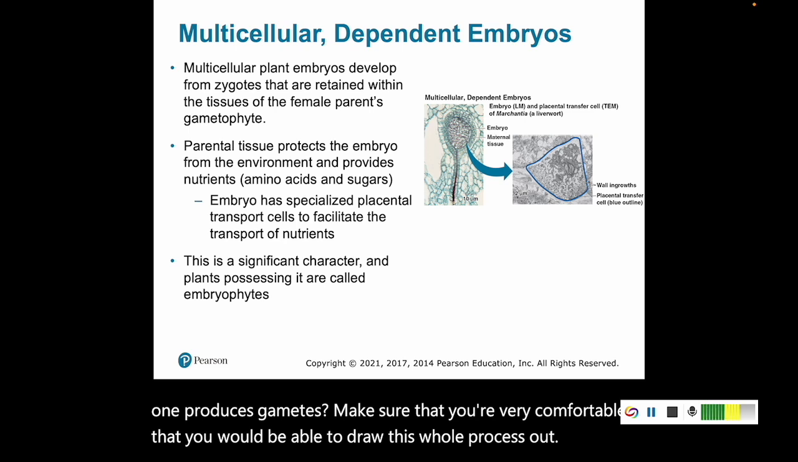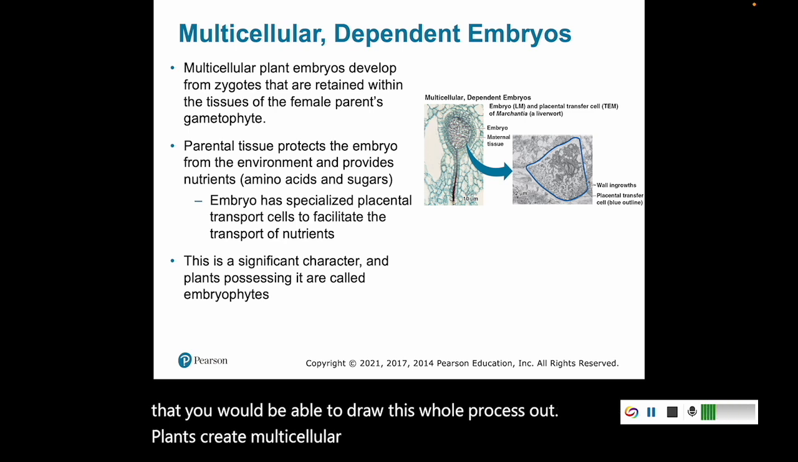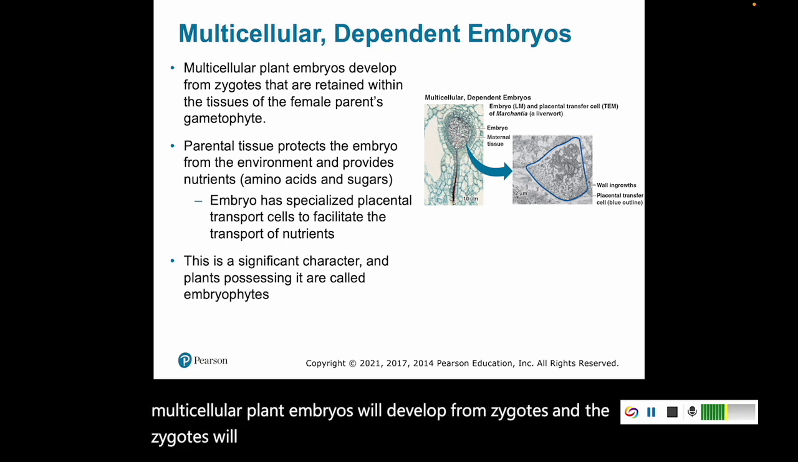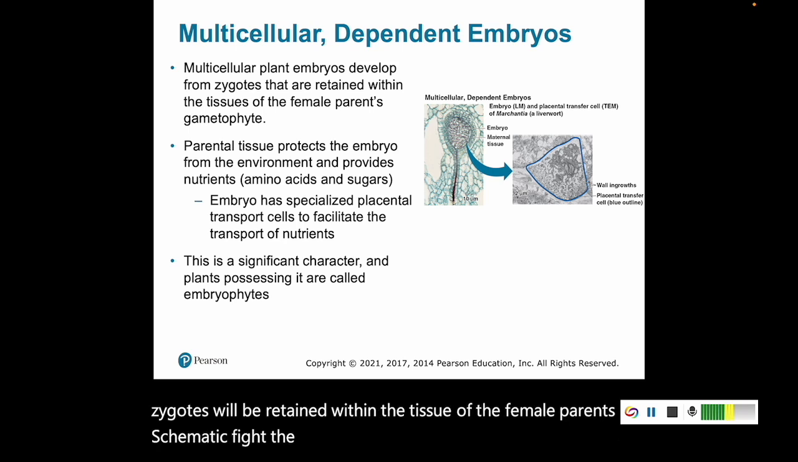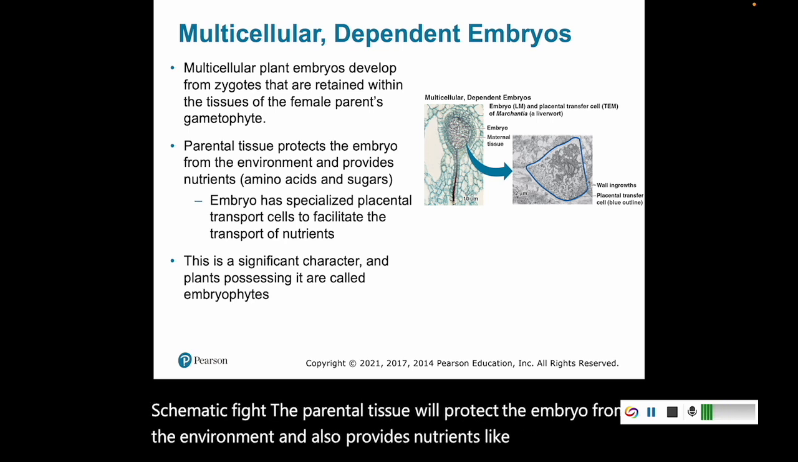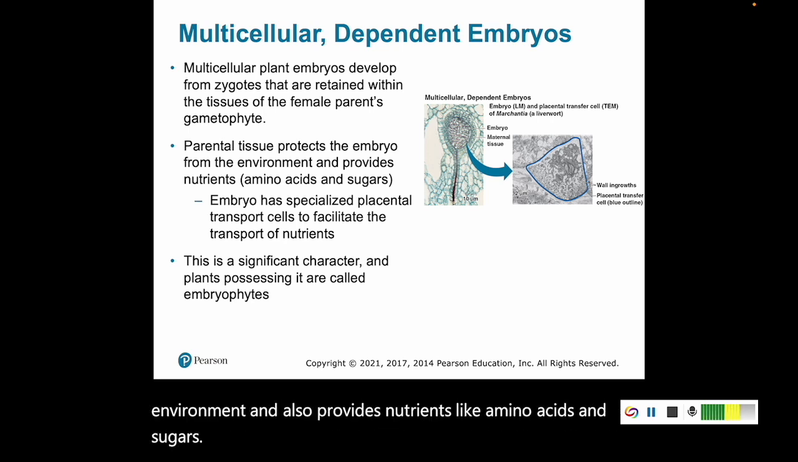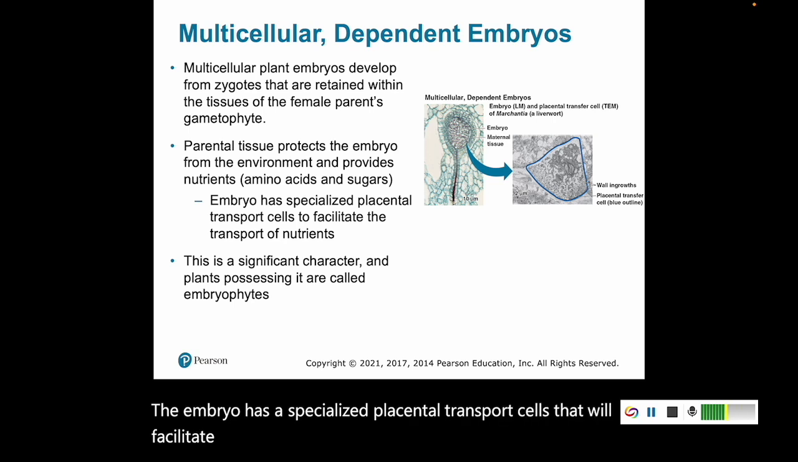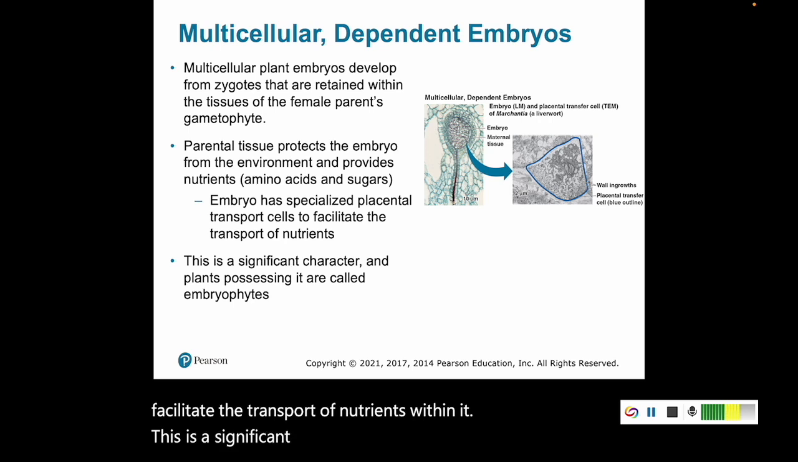Plants create multicellular dependent embryos. These multicellular plant embryos develop from zygotes, and the zygotes are retained within the tissue of the female parent's gametophyte. The parental tissue protects the embryo from the environment and also provides nutrients like amino acids and sugars. The embryo has specialized placental transport cells that facilitate the transport of nutrients. This is a significant character, and plants that possess this are called embryophytes.